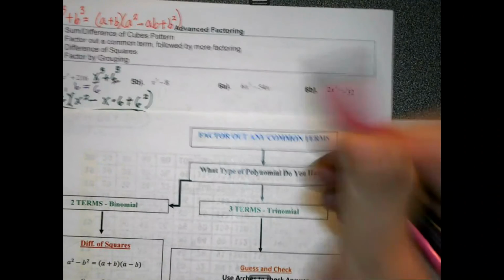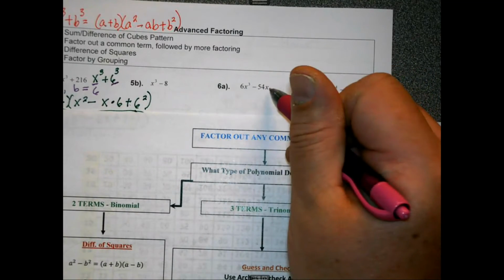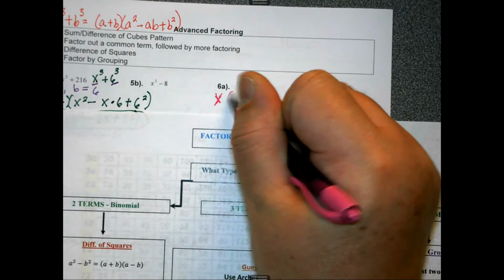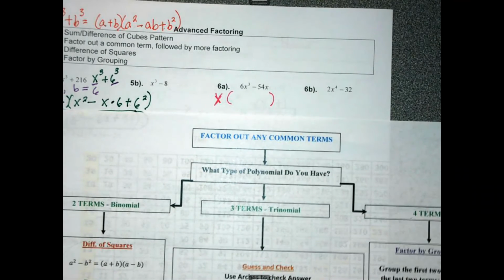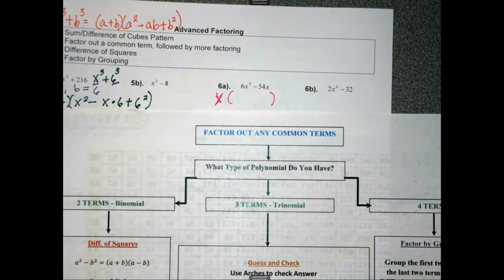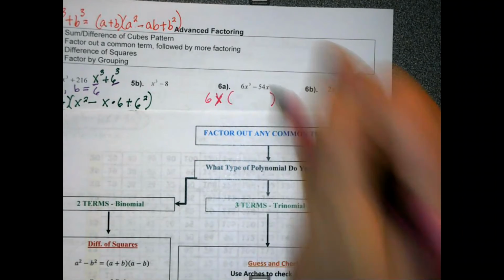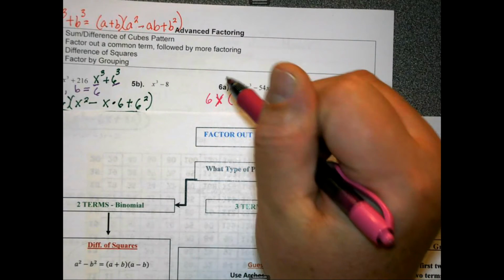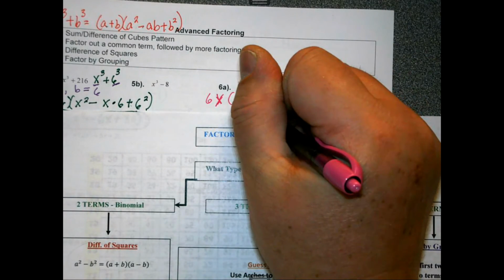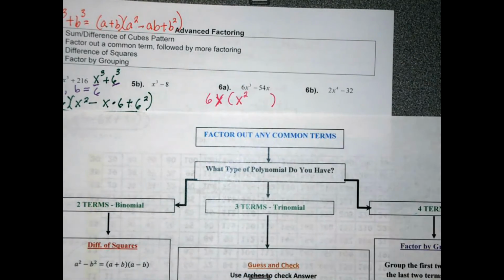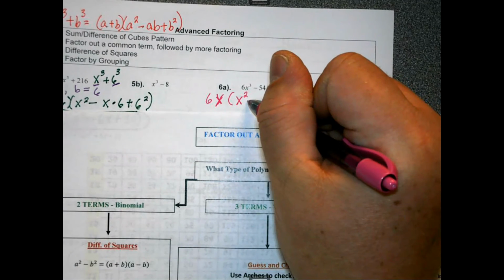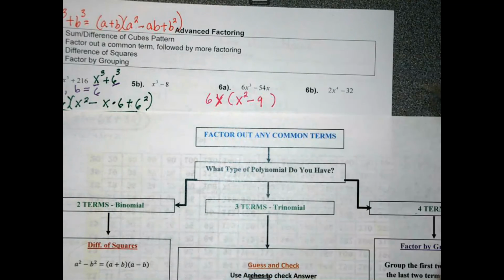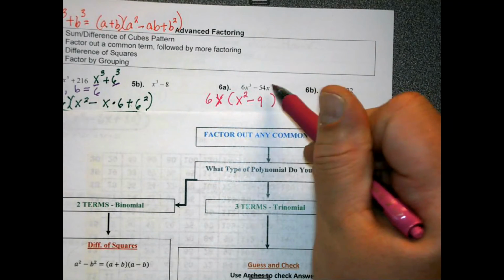Yes. Well, I got 3 x's here and I got an x there, so I know I can take out an x. Can I take out anything with the numbers? 6. 6 is a factor of 54. Okay, 6x cubed divided by 6x, x squared. x squared minus 54 divided by 6 is 9. And the x is canceled.